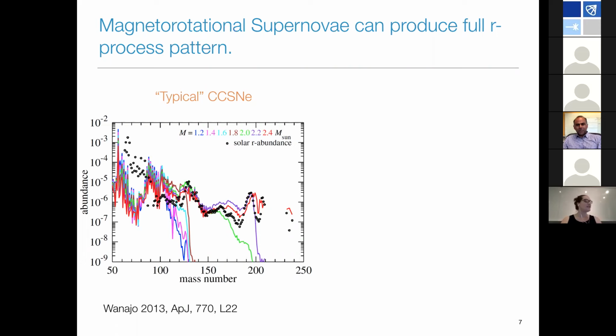So I've shown here simulations by Wanajo et al. 2013 of a typical core collapse supernova. And what I want you to take from this is that except in the highest masses of the proto-neutron star, barium is not produced in an average core collapse supernova.